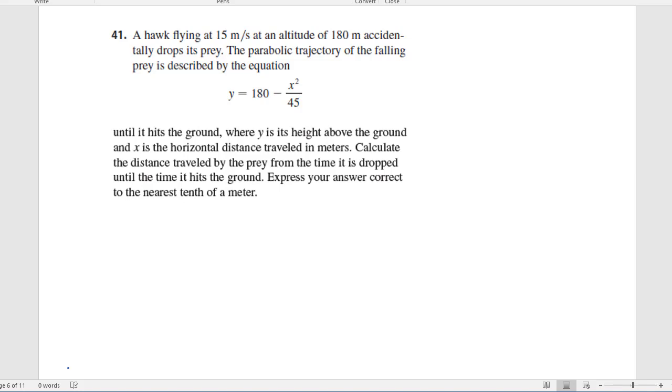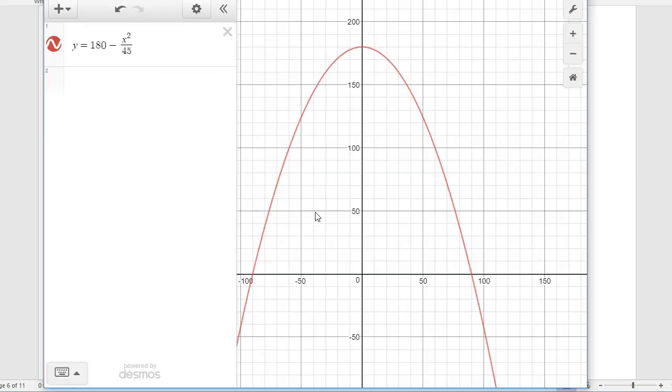It says that a hawk is flying at 15 meters per second at an altitude of 180 meters and accidentally drops its prey. The parabolic trajectory of the falling prey is described by this following equation, until it hits the ground, where y is the height above the ground and x is the horizontal distance traveled in meters. So this says calculate the distance traveled by the prey from the time it dropped until the time it hits the ground. So I pulled up Desmos and I graphed this parabola.